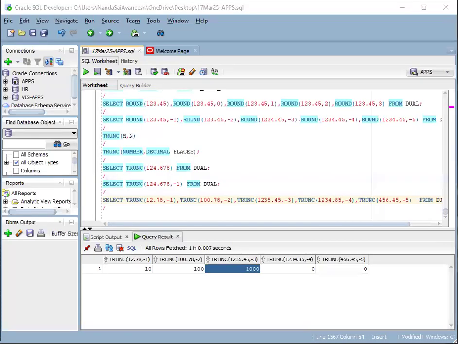So the difference between round and trunk: round will verify whether it is greater than 5 or not in the decimal points. If it is there, then it will add 1 to the previous value.